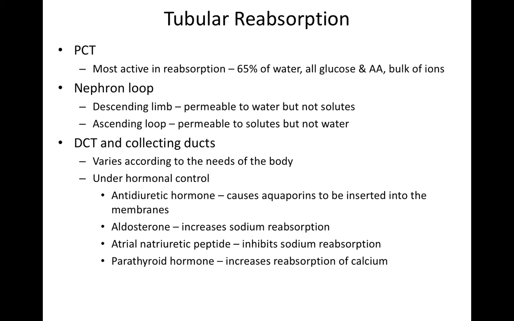Parathyroid hormone increases the reabsorption of calcium and also increases the secretion of phosphates. So when we need to make sure that we have calcium in the body, one of the things that we do is we get rid of the phosphates that it would want to bind to. So we will reabsorb more calcium and secrete more phosphates. So these are all hormones that you've heard of before, and now you can kind of put together where they are going to have their effect.